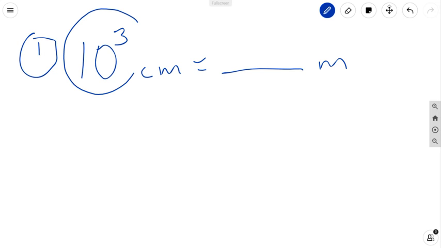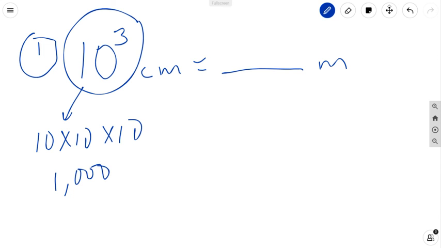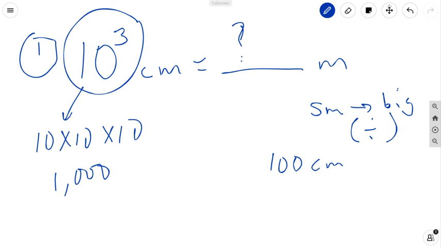10 to the third, we really remember that means 10 times 10 times 10, which is 1,000. So we're really converting 1,000 centimeters. We want to know how many meters that is, okay? First things first, we're going from centimeters to meters, so we're going from small to big, which means we are going to divide. We know that there are 100 centimeters in 1 meter. So we're going to take 1,000 and divide it by 100.